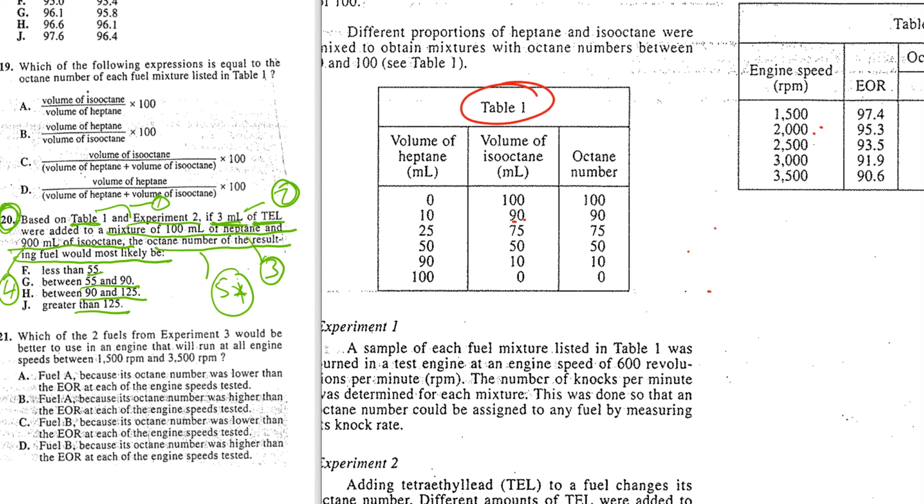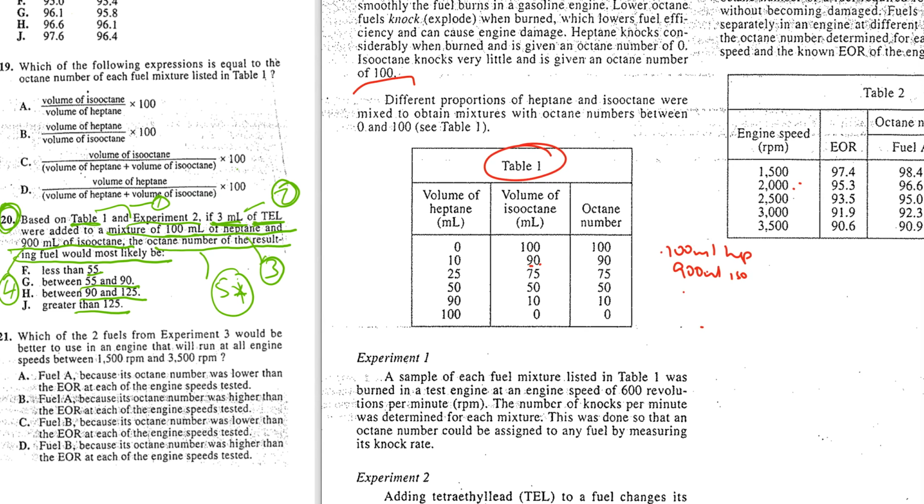so we found table 1, and it tells us that we have a mixture of 100 milliliters of heptane and 900 milliliters of isooctane. In this table 1, it tells us right here that different proportions of heptane and isooctane were mixed to obtain mixtures with octane numbers between 0 and 100.